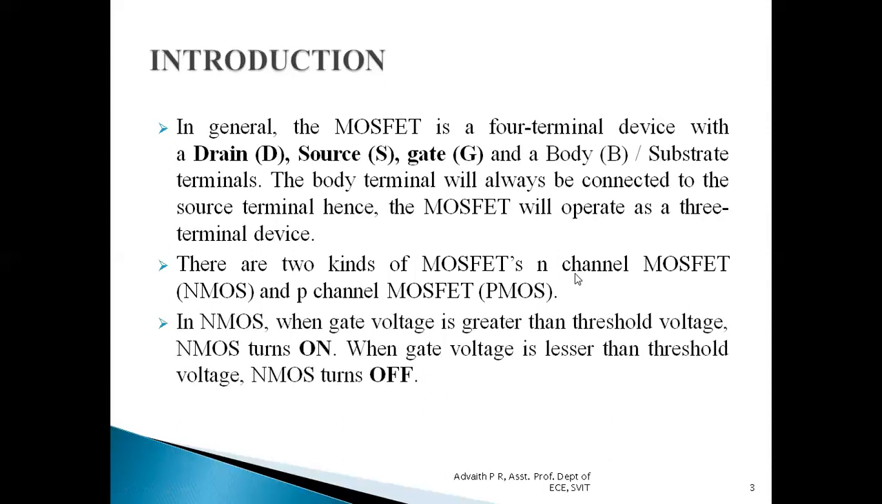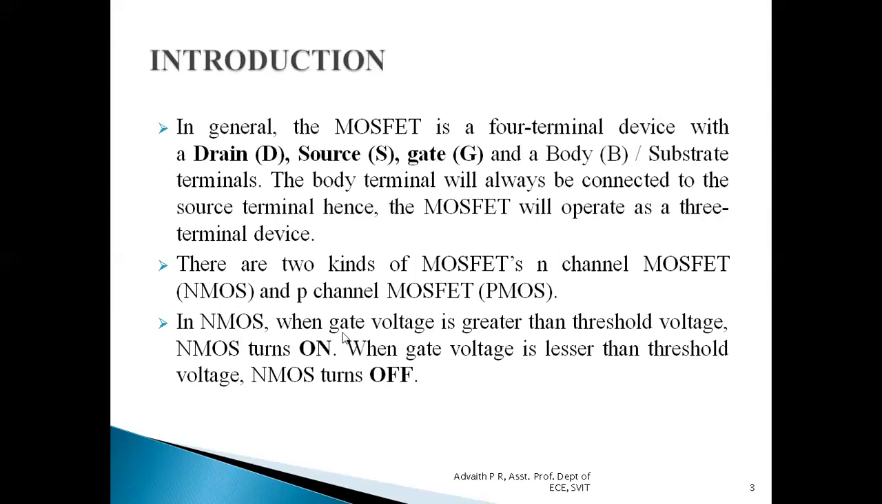Normally, under digital abstraction, for NMOS transistors, when the gate voltage is greater than the threshold voltage, NMOS turns on, or when the gate voltage is equal to 1 under digital abstraction, NMOS turns on. When the gate voltage is lesser than the threshold voltage, NMOS turns off. Exact reversal of this NMOS is the PMOS transistor.